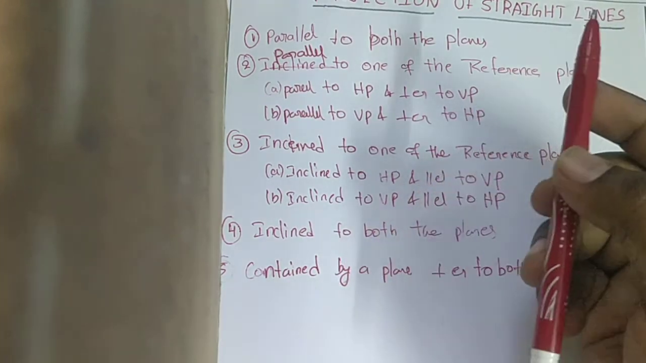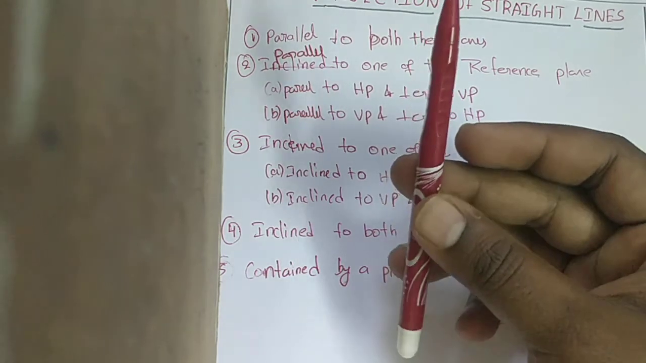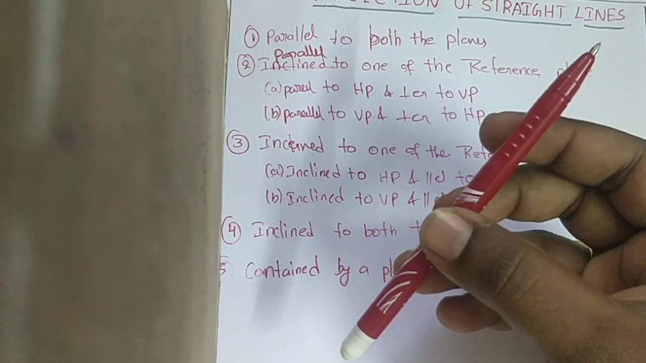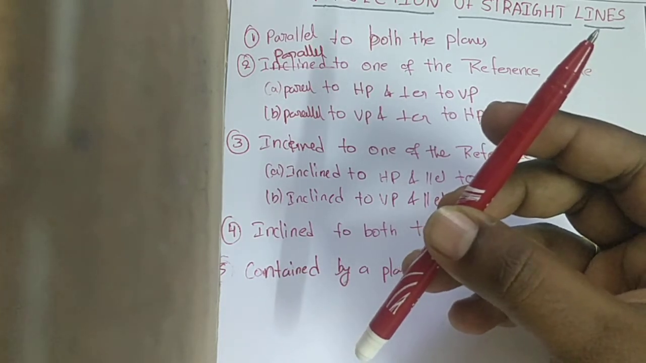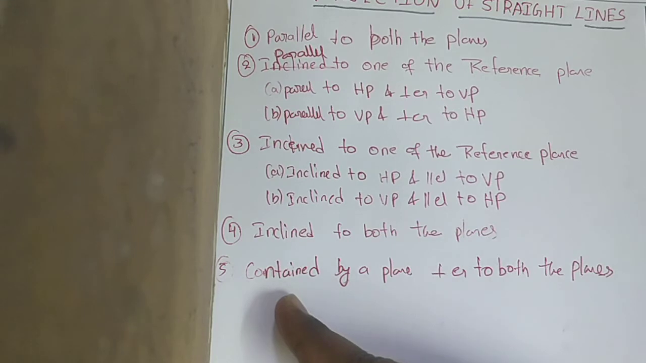Okay. Next, the fourth case, inclined to both the planes. That is inclined to HP and inclined to VP. In this condition, the straight line is inclined to both the planes. Okay. Next, the last condition, contained by a plane perpendicular to both the planes.